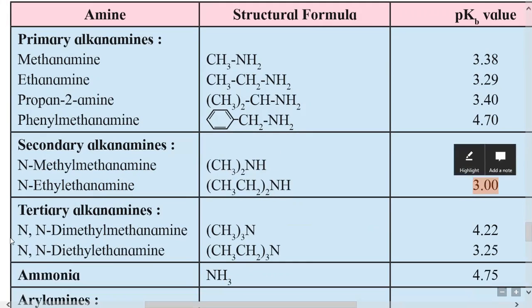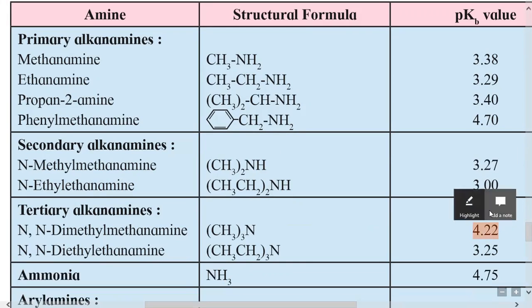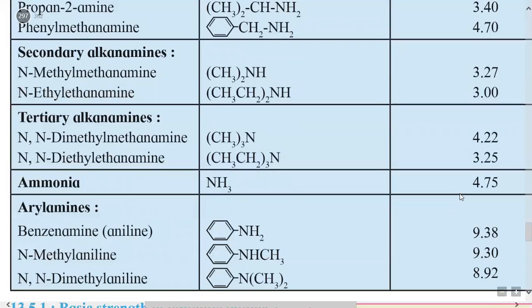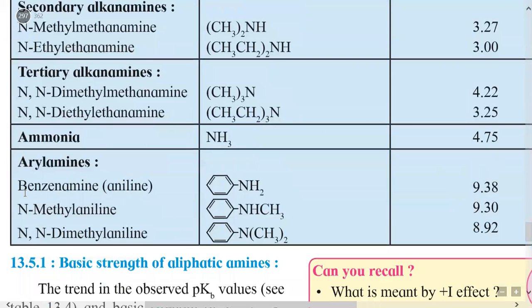Then for tertiary amines, the pKb values are more than those of primary or secondary amines, because tertiary amines have steric hindrance, and hence they do not donate the lone pair easily, hence they are less basic than primary or secondary amines. Then the example of ammonia is taken. Its value is 4.75. It has no electron donating group, hence it is less basic than primary, secondary or tertiary amines.